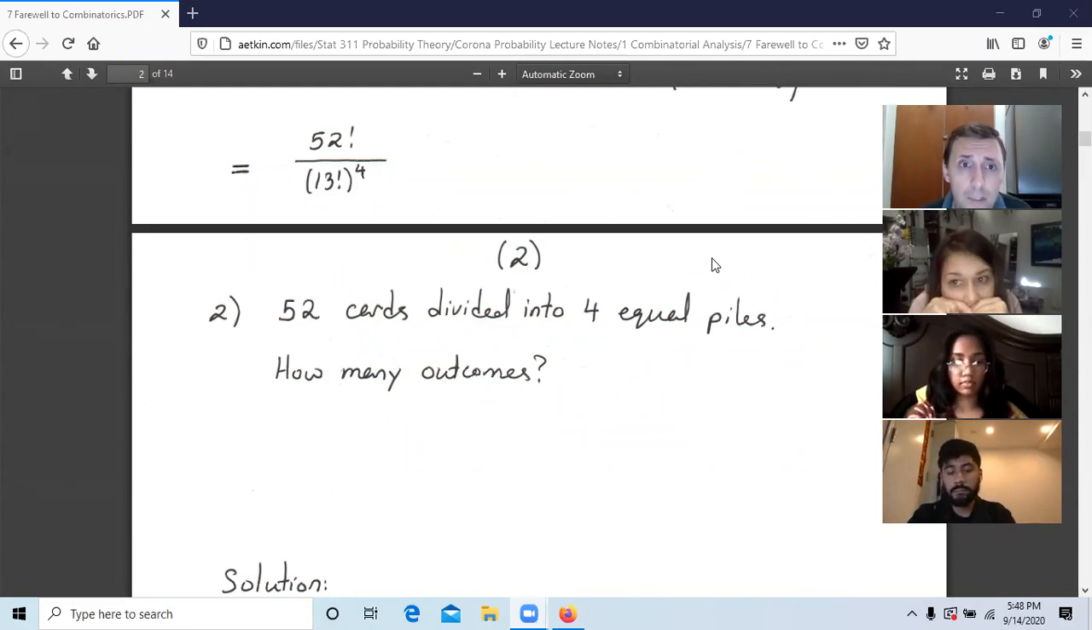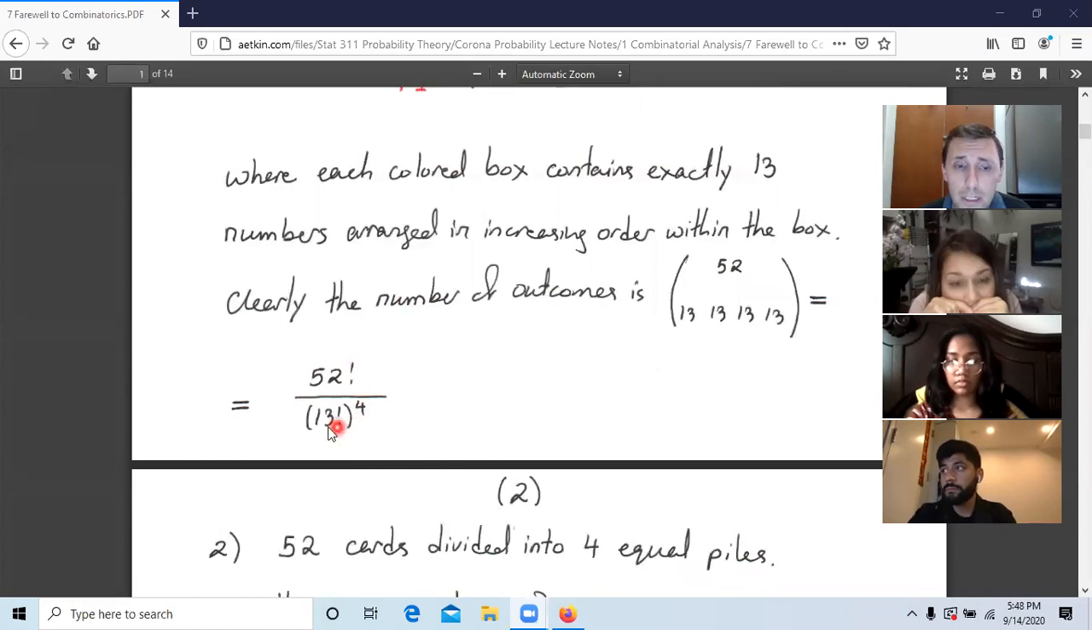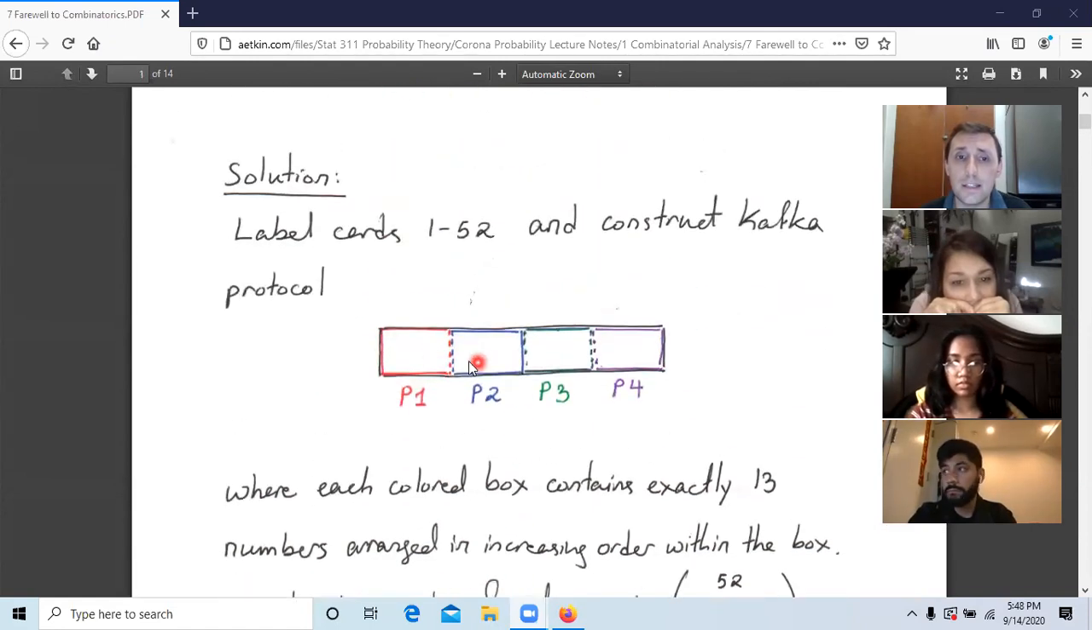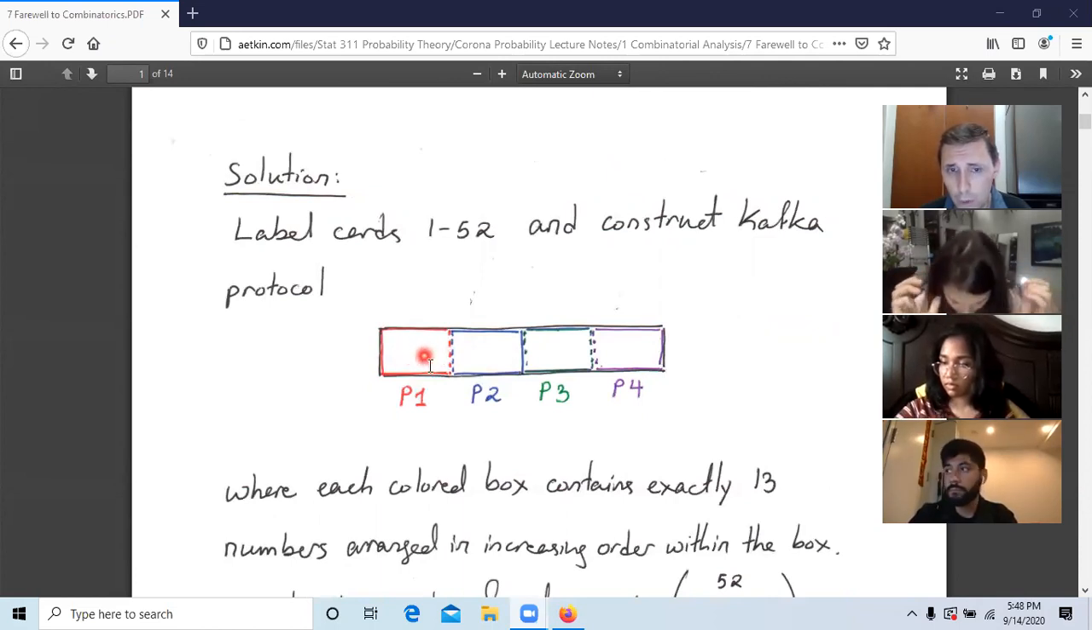Kazi, why do I divide by 13 factorial in here? I divide actually by 13 factorial to the fourth power in the previous question. Yes. So the idea is this, because whatever numbers I have here, there are 13 factorial ways of rearranging them. There are 13 factorial ways that I can put the numbers that end up in the red box. There are 13 factorial ways in which I can write the numbers that end up in the blue box, etc. So if I just consider only the codes, there are several different codes that will produce the same result.